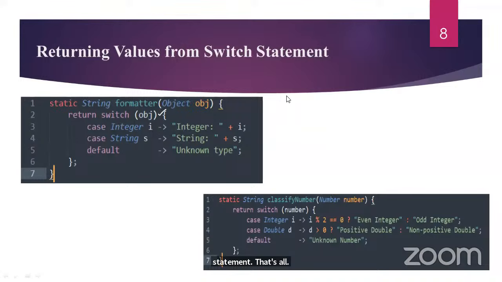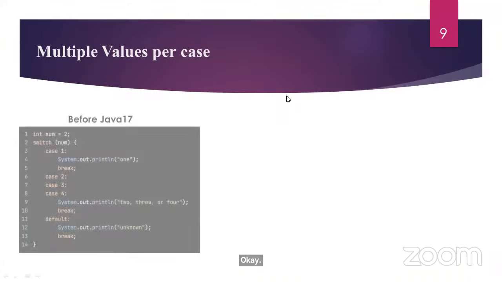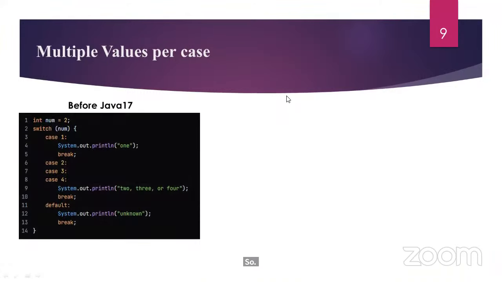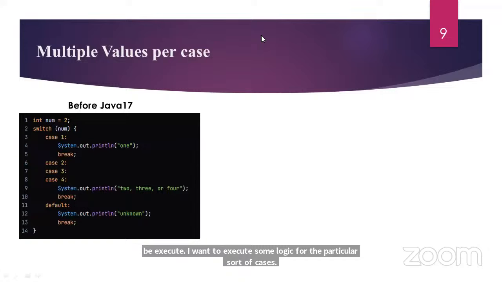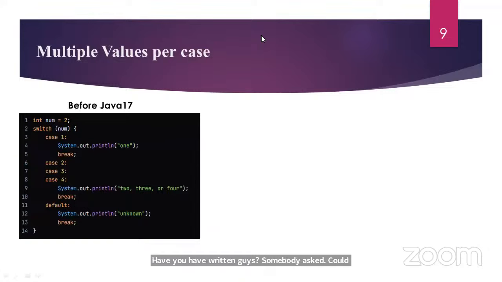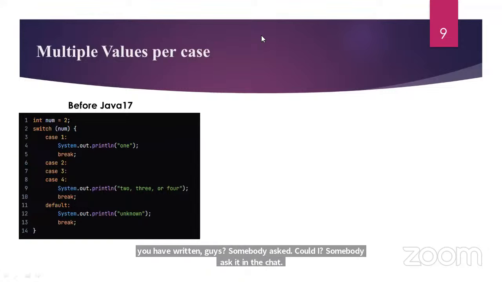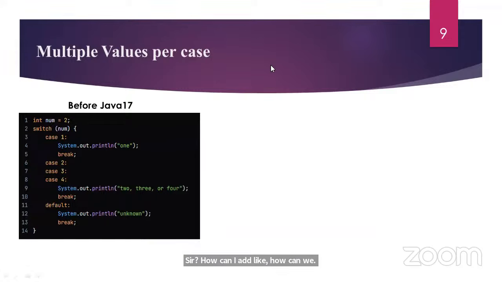Okay. So multiple values for the cases. Somebody asked a question in the chat: sir, I want to execute some logic for particular sets of cases. How can we incorporate multiple cases into a particular block of code? Right.